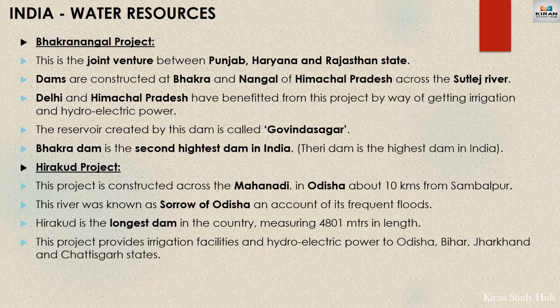Bhakra Nangal project. This project was built as a joint venture among the states of Punjab, Haryana and Rajasthan. These three states invested the money in the construction of the Bhakra Nangal project. In this project, two dams have been constructed at places named Bhakra and Nangal in Himachal Pradesh across the Sutlej River. Today, this project also benefits states such as Delhi and Himachal Pradesh by way of irrigation and hydroelectric power.